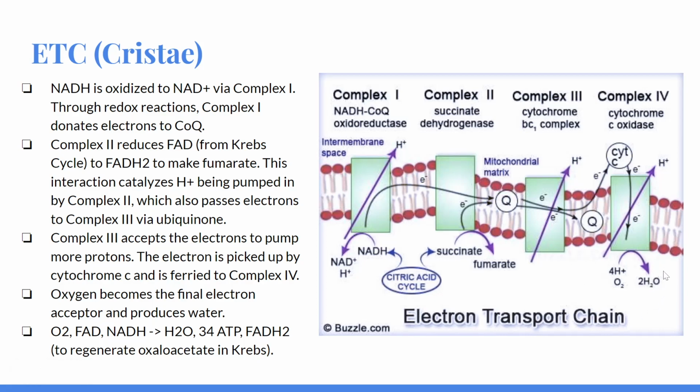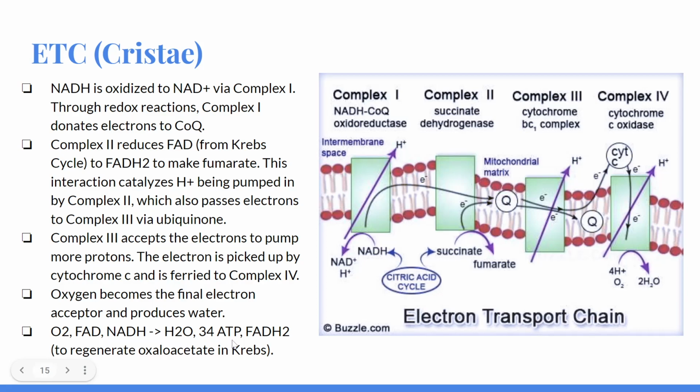So this step here is actually why cyanide is so deadly. Cyanide blocks this step from happening, and that produces a lot of toxic. That's why it's so toxic. So what you really need to know is you have O2, you have FAD, and you have NADH, and that all becomes water.